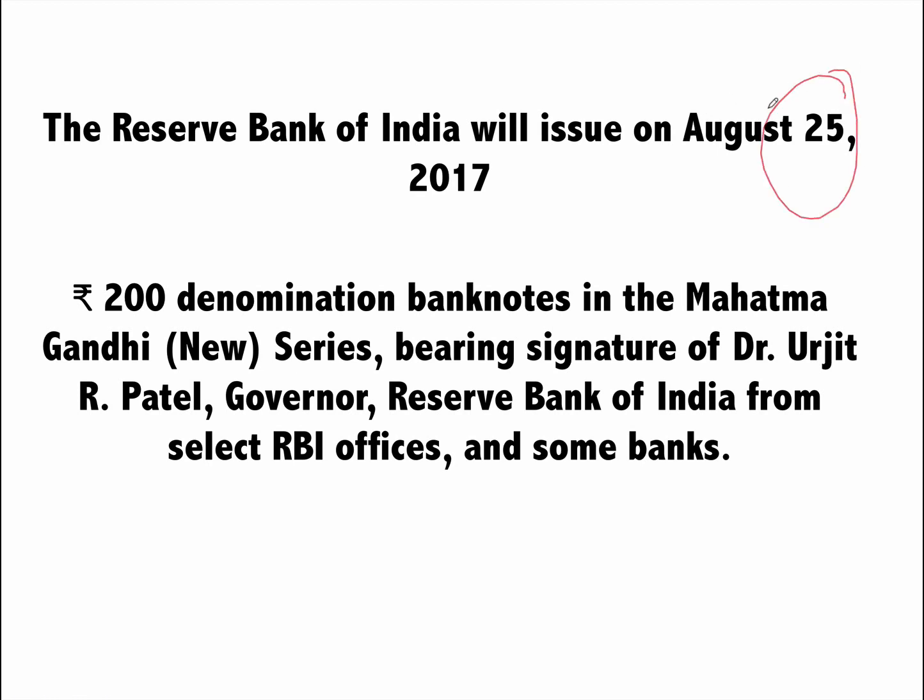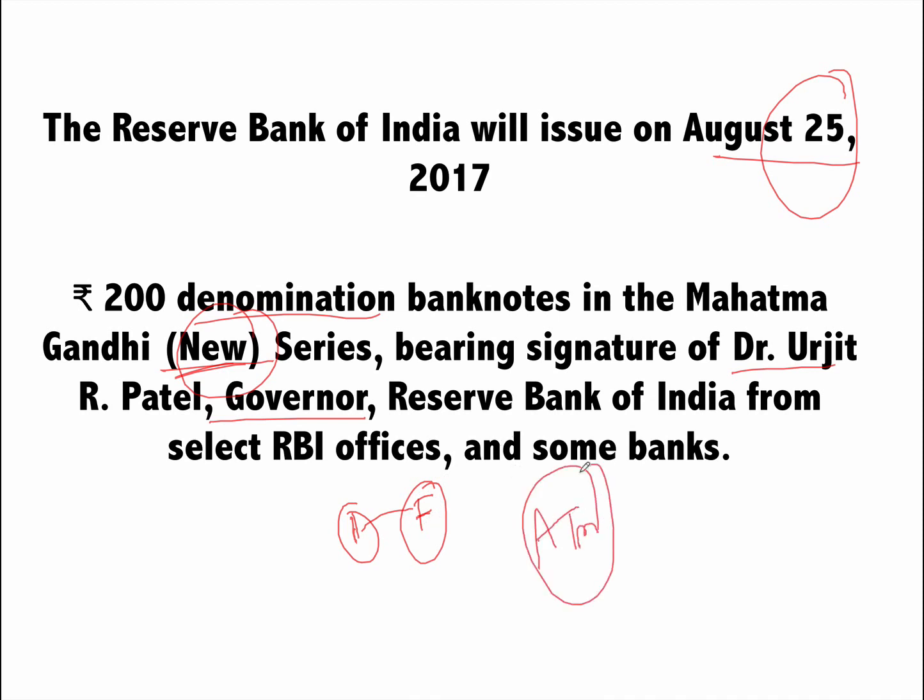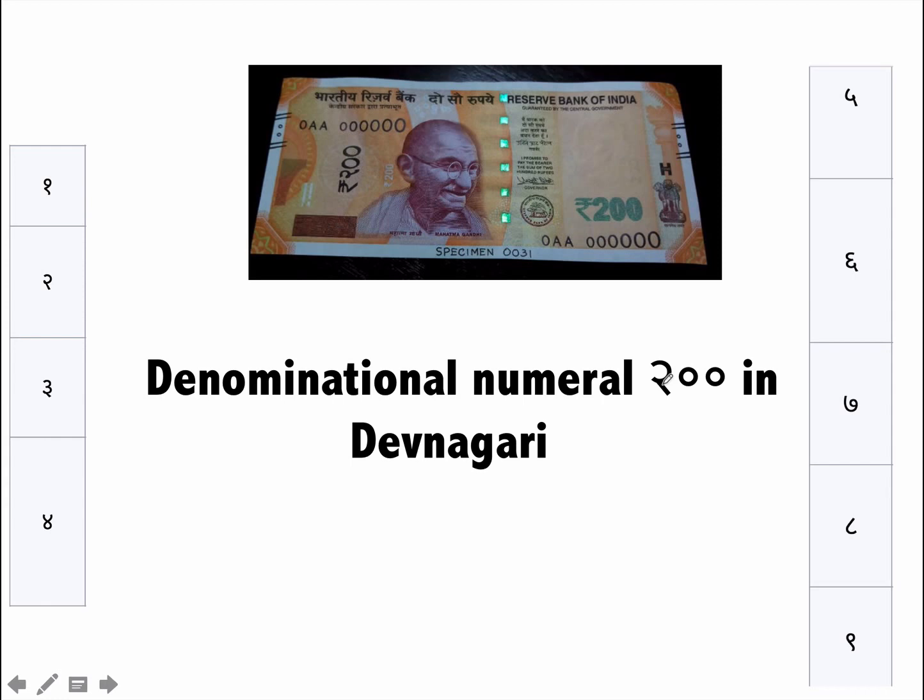Reserve Bank of India will start publishing these notes from August 25, that is tomorrow, and 200 denomination banknotes in the Mahatma Gandhi new series. And they will have the signature of Dr. Urjit Patel, who is the governor. All the notes except the 1 rupee note have the Reserve Bank of India governor's signature, and the 1 rupee note is signed by the secretary in the Ministry of Finance. These notes will not be available in ATMs initially. They will be available at selected Reserve Bank of India offices and some banks.